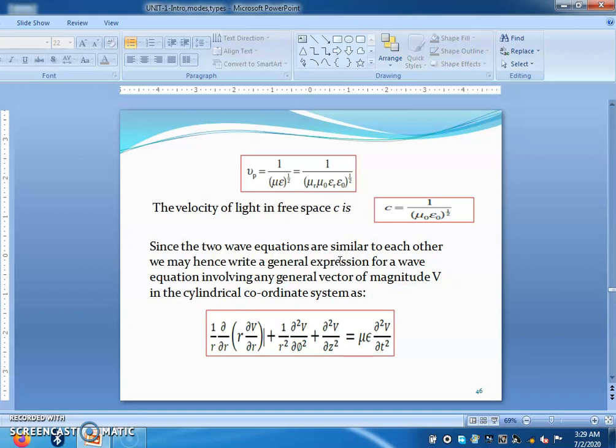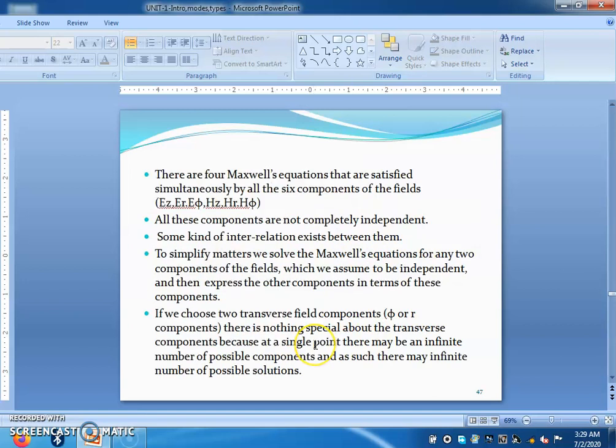So we can write a general expression by using a general vector of magnitude v in the cylindrical coordinate system, that is, 1 by r dou by dou r of r dou v by dou r plus 1 by r square dou square v by dou psi square plus dou square v by dou z square is equal to mu epsilon dou square v by dou t square. Since I have chosen a cylindrical coordinate system, it has the coordinates r, psi and z. I have written like this.